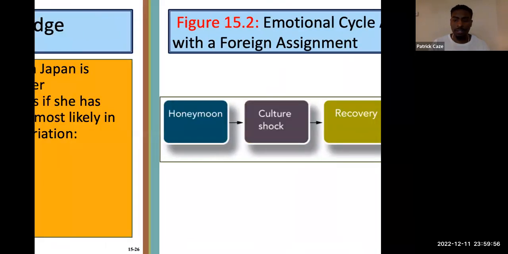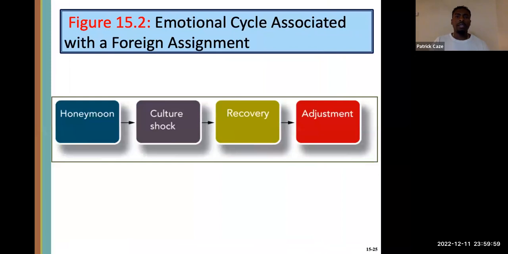Emotional, psychosocial, excuse me. This is an emotional cycle associated with a foreign assignment, right? So, like anything else, right? You're going through change. There's going to be some periods that you experience, right? So here's the cycle that generally people go through on a foreign assignment, right? Say the honeymoon, because you get there, you're excited, you're checking stuff out. You're like, wow, this is great. I'm in wherever, you know.